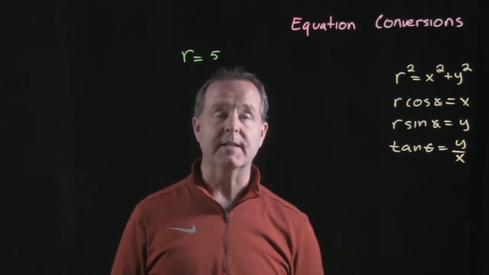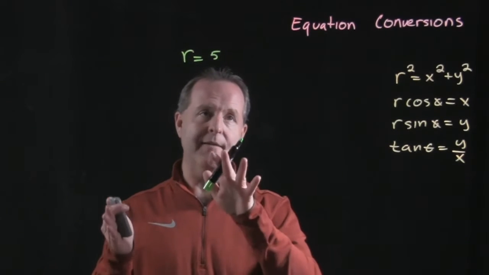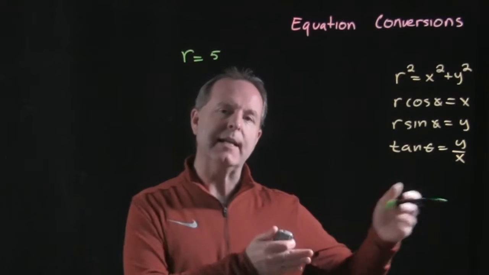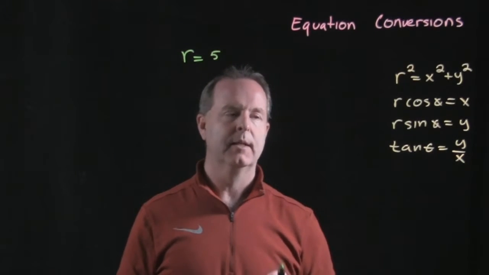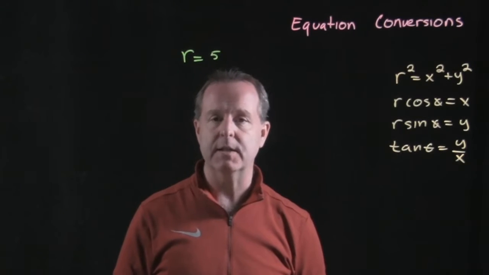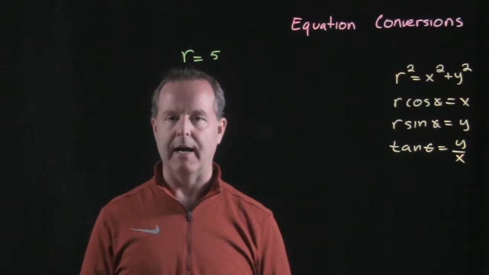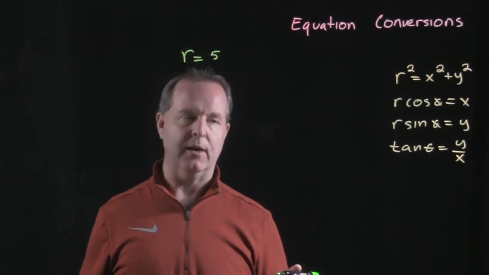I want to show you a few examples of going the other direction. We have a polar equation, and I want to translate it to a rectangular equation. Again, we're going to use a combination of one or more of these equations that we've been able to develop. So we have the equation r equals 5. What is that in rectangular coordinates?